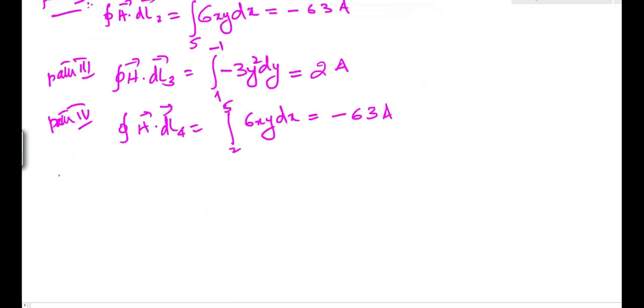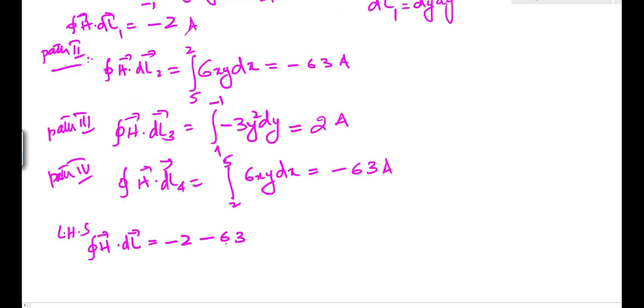So this will become the left hand side of Stokes' theorem, which is the closed line integral. This will be equal to path 1 plus path 2. Path 1 was -2, path 2 was minus 63. From path 3 we got plus 2 amperes, and from path 4 again we got minus 63. So at the end, the left hand side becomes equal to minus 126 amperes.